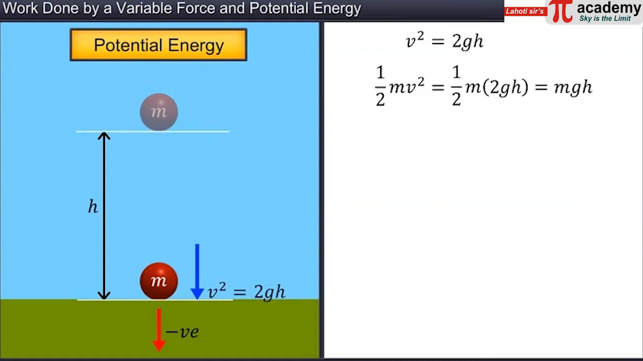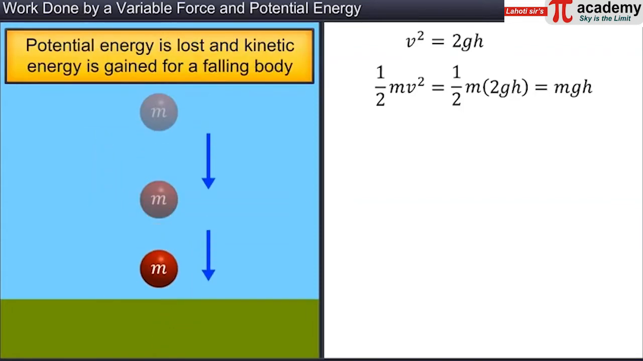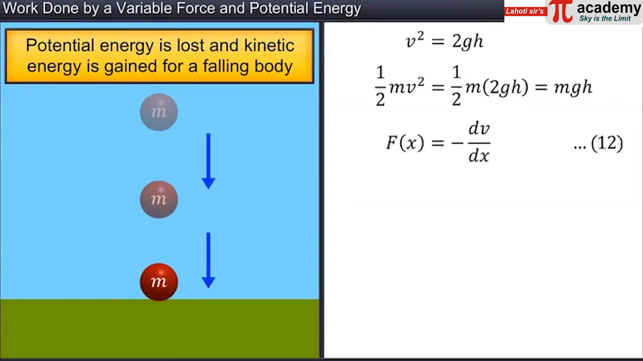Thus, this proves that the potential energy of the body is transformed into its kinetic energy when the ball is released. Hence, physically the concept of potential energy is applicable to the type of forces where work done against the force is stored in it. Mathematically, the potential energy V of x is defined for any force f of x, which can be written as f of x is equal to minus dV by dx, shown by expression 12.